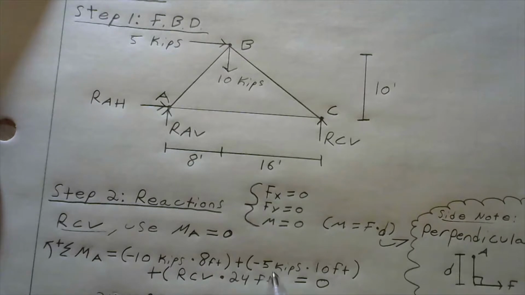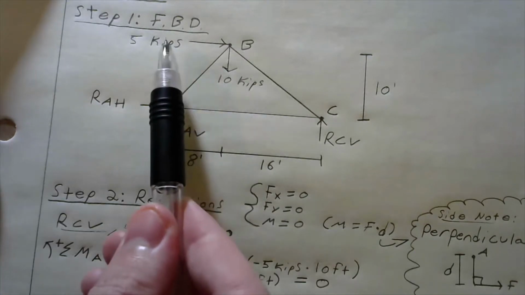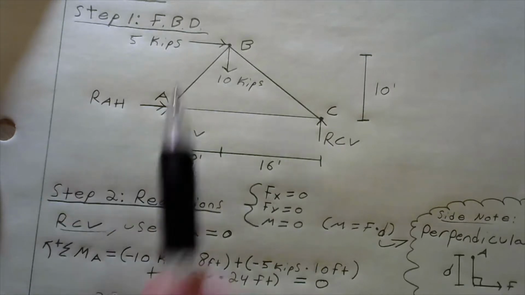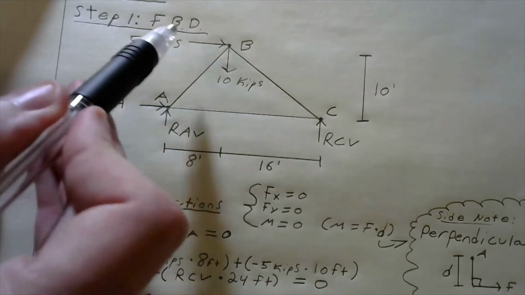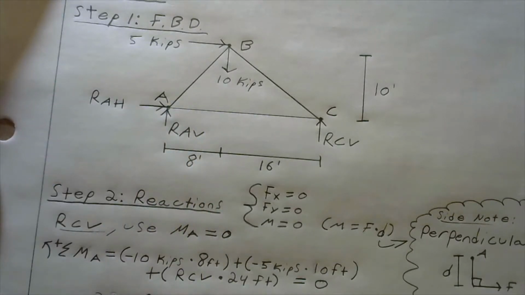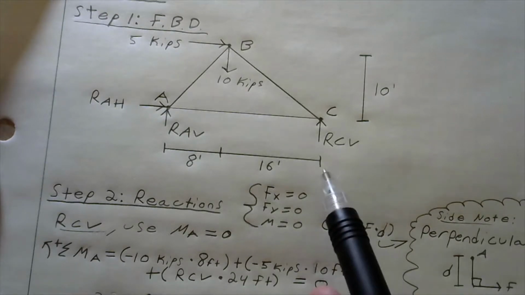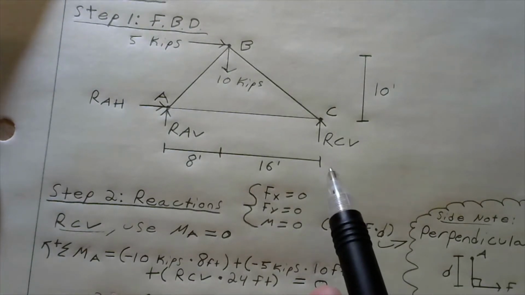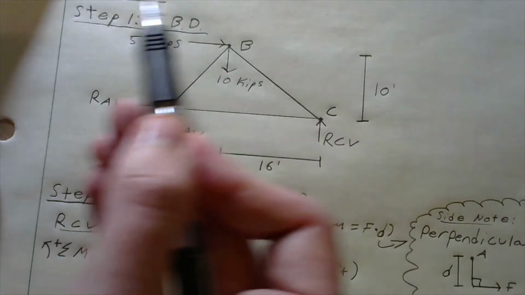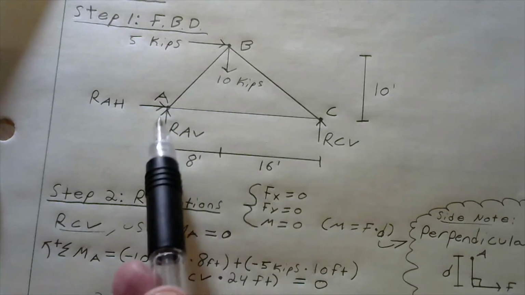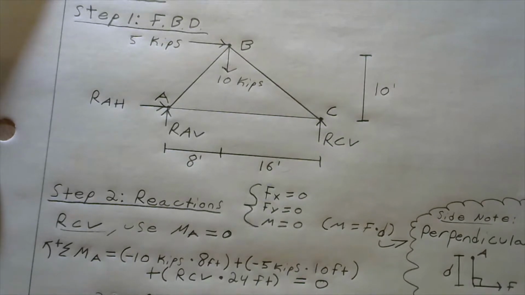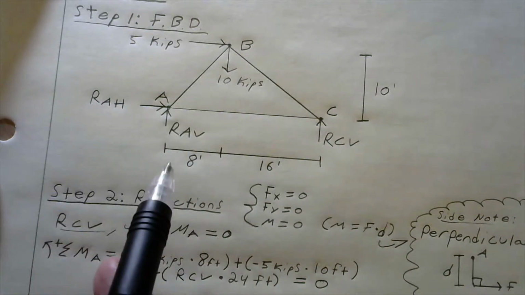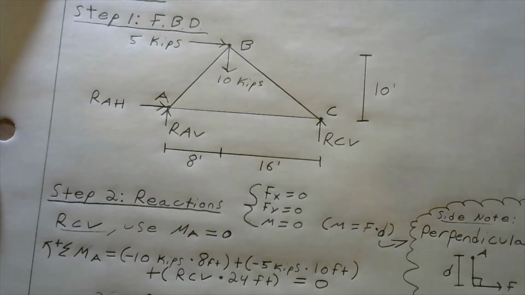And then moving on to this 5 kips, it's going to the right, but it rotates this way, which is also negative, times 10 feet, because its perpendicular distance is 10 feet. And then the last force is this RCV. I'm saying it's going up, so it rotates this way, which is positive. And its distance is 24 feet, 16 plus 8. And that's all set equal to 0. Now you would include these 2 reactions, but again, their distance is 0, so anything multiplied by 0 is 0.